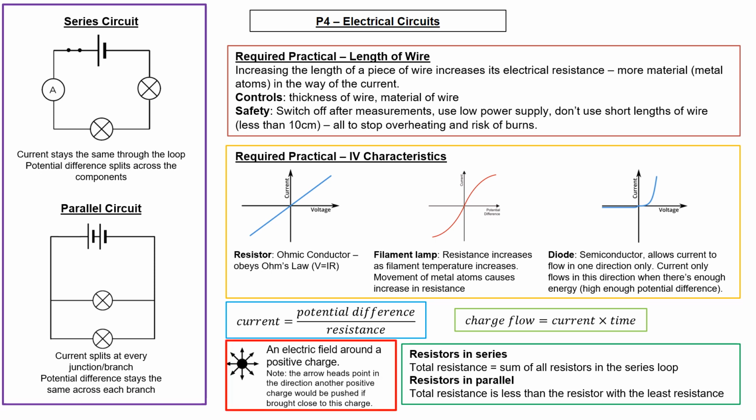And this little diagram here just shows an electric field around a positive charge. So note that the arrowheads point in the direction another positive charge would be pushed if brought close to this charge. Remember, two positive charges would repel each other, so they'd push apart. If you held one of them there and brought another one towards it, the force on the one that you bring towards it is in the direction of one of those arrows.